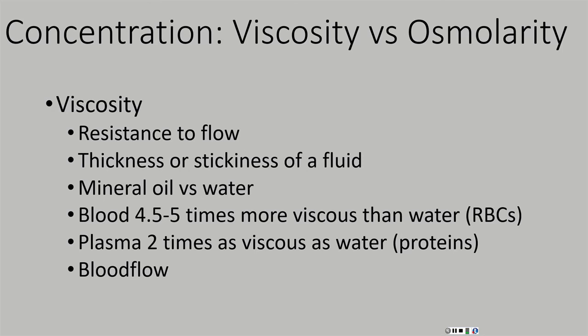Blood is 4.5 to 5 times more viscous than water, and that's regulated by the amount of red blood cells. More red blood cells, the hematocrit goes up. When the hematocrit goes up, blood is thicker. It's more viscous. It has more resistance to flow. But if we just look at plasma, plasma is about 2 times as viscous as water, and that's because of the proteins dissolved in it. Now, keep blood flow in mind, because we're going to talk a lot about blood flow in the next 2 chapters after chapter 18 finishes.